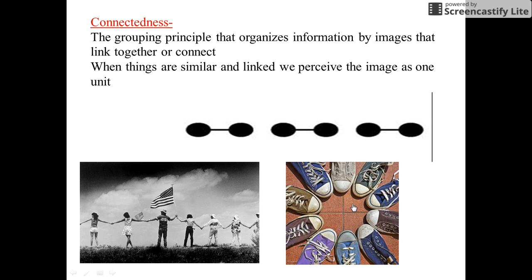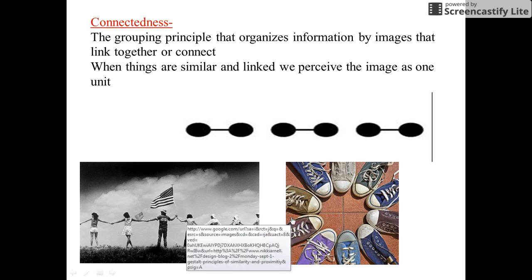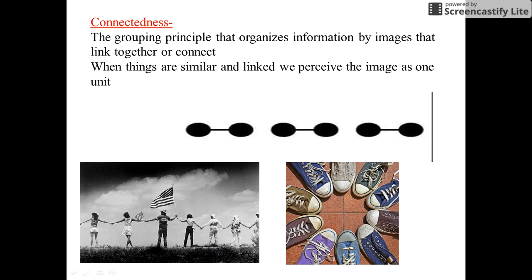Connectedness is the grouping principle that organizes information by images that are linked together. When things are similar and linked, we perceive the images as a unit. Okay, here we have three different units. Okay, we're linking these people all together as a unit. And another example of connectedness is the shoes.